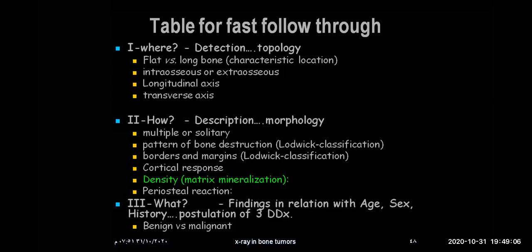After the cortex, there is periosteal reaction. Now we are in the cortex. The other step is periosteum and soft tissue around it. Okay. We will see this in a minute. Let us first talk about the mineralization of the matrix of the tumor.